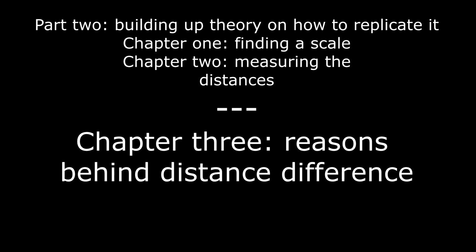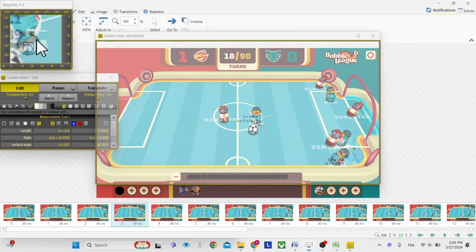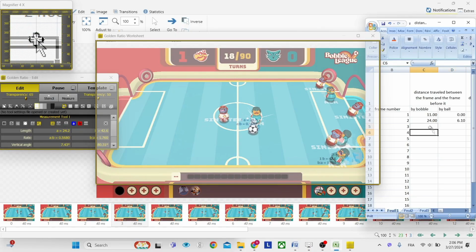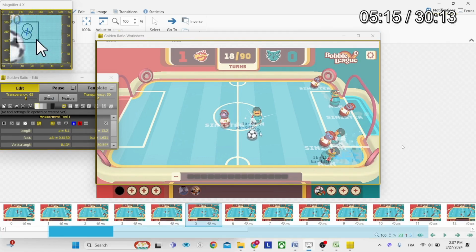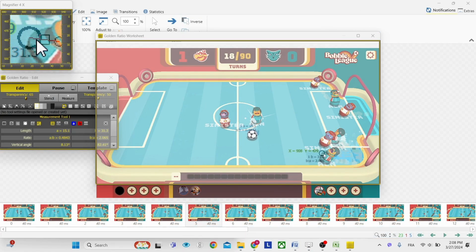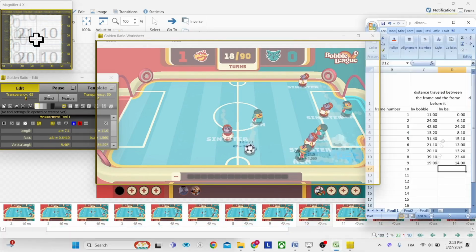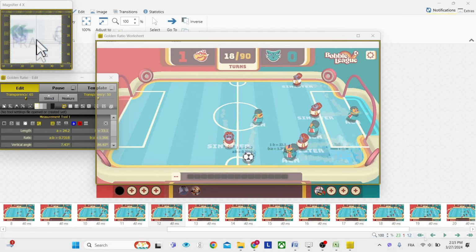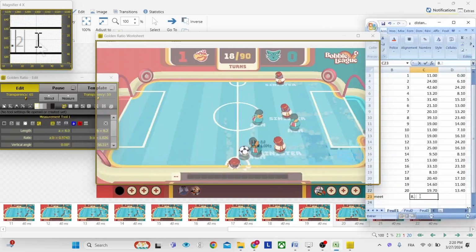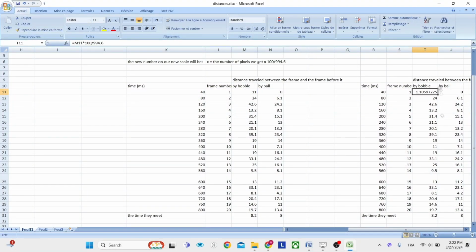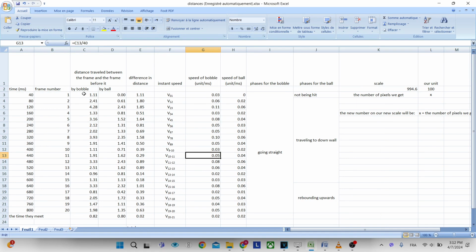Chapter 3. Reasons behind distance difference. In this chapter, we delve into the underlying factors contributing to the variation in distances. To do so, we will see how much distance is traveled by the ball and the Bobble doing the shot every 40 milliseconds, and compare the results. Note that I used a different program to measure so that the results are more precise. And then after transforming the values into our scale, here are the final results.